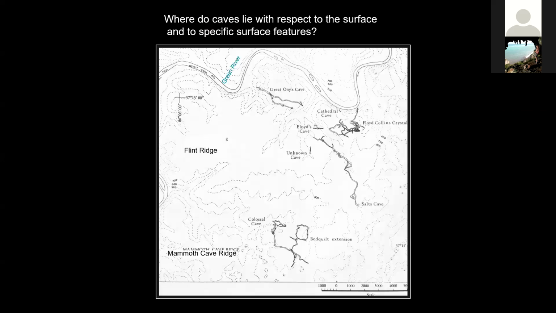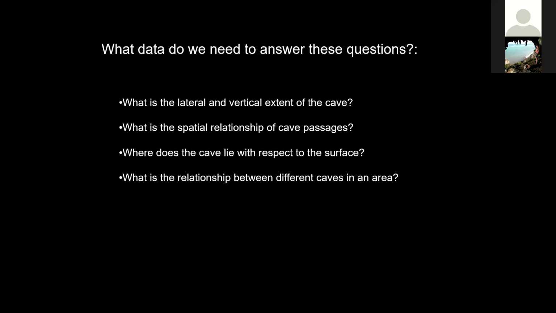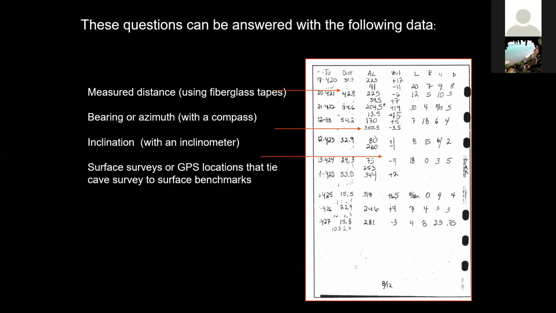Okay, let's see. So we want to know the spatial relationships of caves. That's important, especially if you're going to connect a bunch of those together and come up with a big cave. You can't do that unless you map the cave. So in order to answer any of these questions, where does the cave go? What's the spatial relationship? How long is it? How deep is it? The amount of data that you need to answer that question is surprisingly small. And so what do we do?